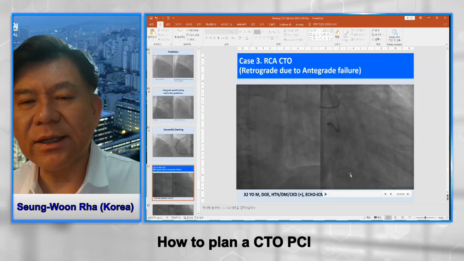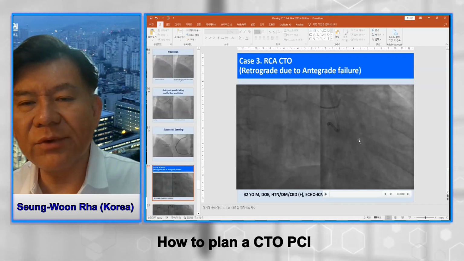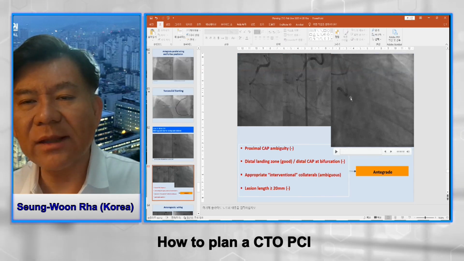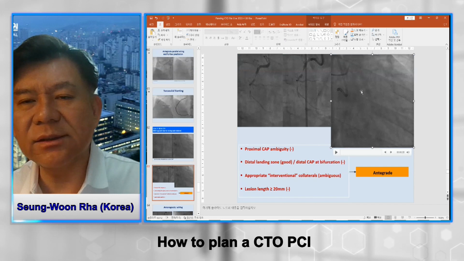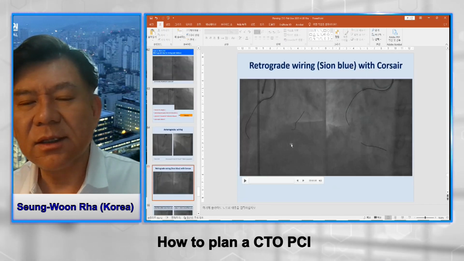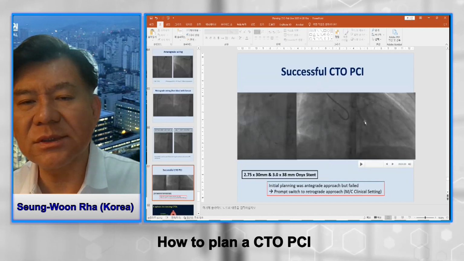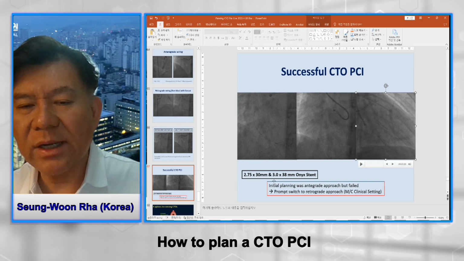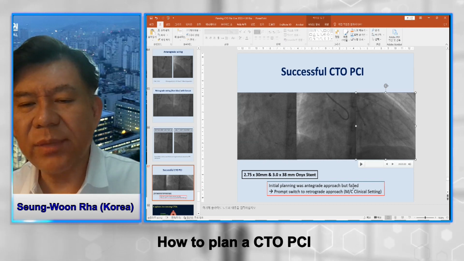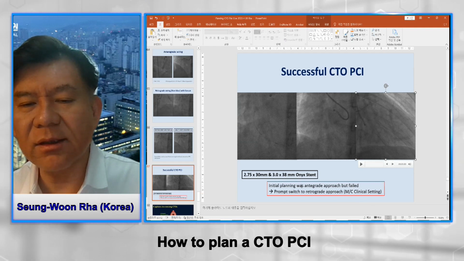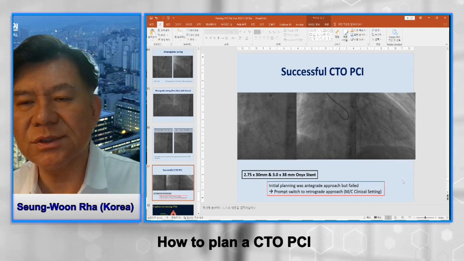So another most common reason is antegrade failure. It looks simple, antegrade starting, but my junior failed this. Simple, looks simple, but failed. And then do not hesitate to do the antegrade approach, retrograde approach. Then finalize this. The initial planning was antegrade approach, but it can fail. So this is the most common clinical setting that prompts a switch to the retrograde approach.